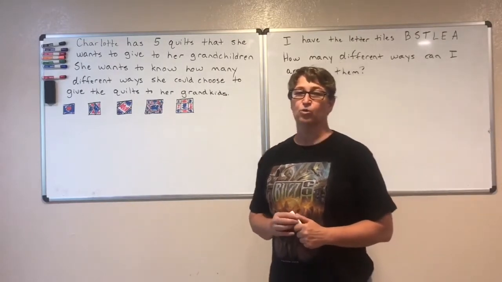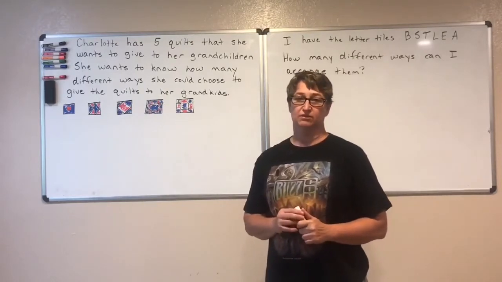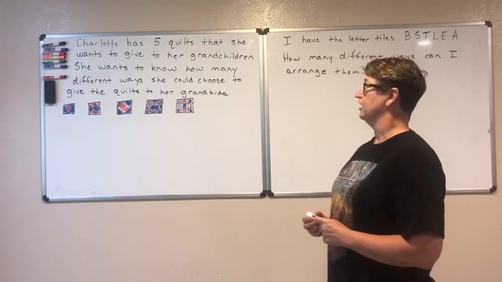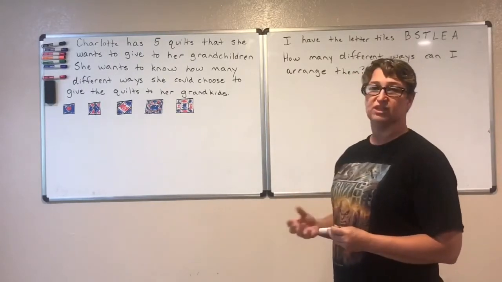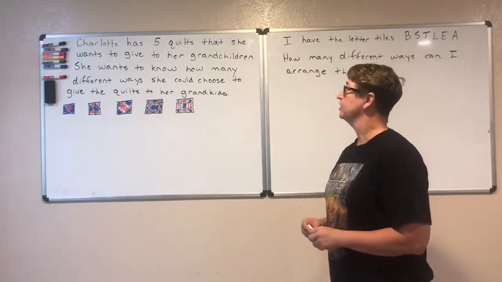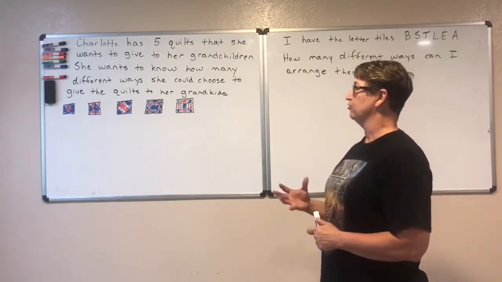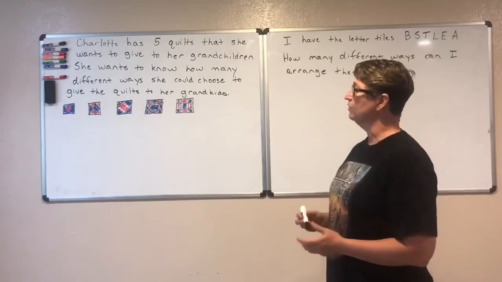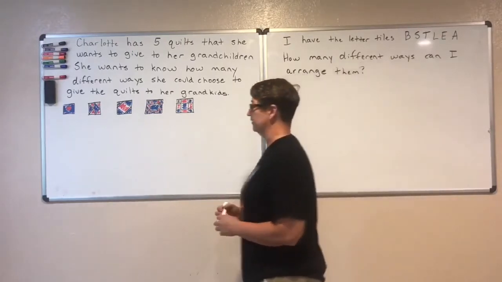In this video, we're going to be dealing with dependent events. So here's an example. Charlotte has 5 quilts that she wants to give to her 5 grandchildren. And she wants to know how many different ways she could choose the quilts to give to her grandkids. So let's think about that for a second.